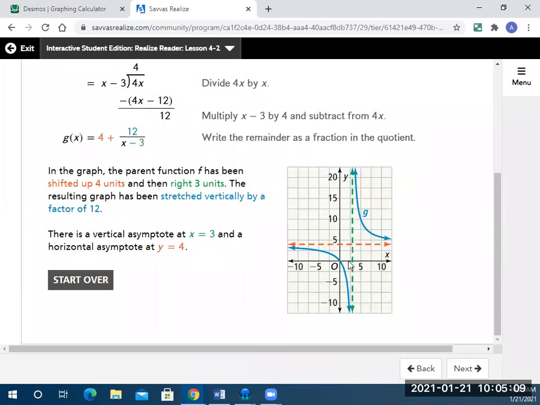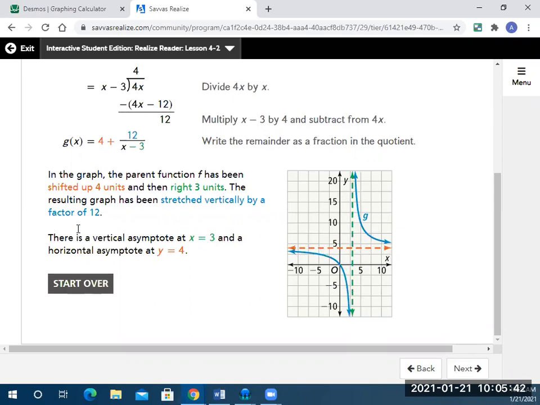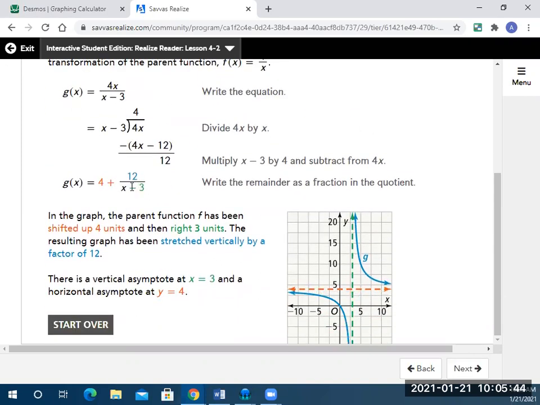And while the graph shifted, so did our asymptote, right? So our vertical asymptote used to be at x equals 0, but then it shifted 3 to the right. So now we have x equals 3. Our horizontal asymptote from the parent function was at y equals 0, but then it shifted up 4. And now our new horizontal asymptote is at y equals 4. Does everyone understand that? So our asymptotes shift with our graph. So you're able to identify your asymptotes using h and k.